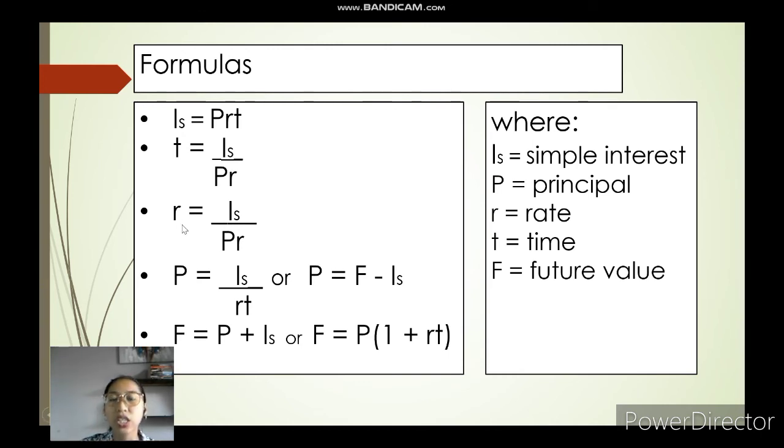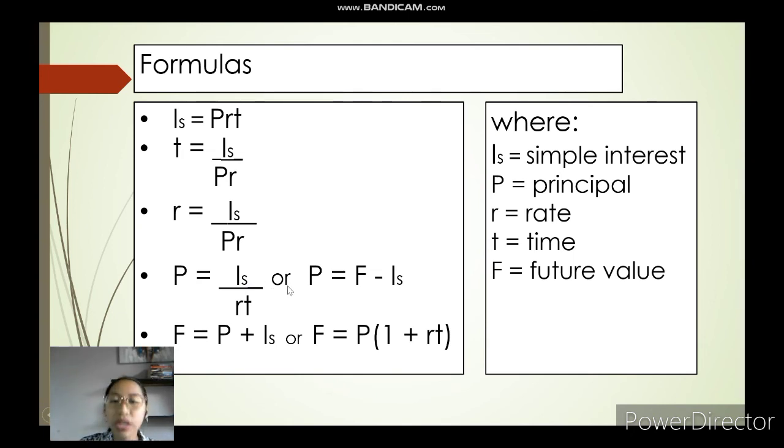Next formula is for R. Kung pangitaon nato ang imuhang rate, you are going to use this third formula. So, R is equal to IS over PR. Okay? I-multiply nato si principal ug si rate before nato siya i-divide sa imuhang simple interest. Next, we have formula for finding principal. So, gamiton ni kung pangitaon nato si principal ug given ang imuhang IS, ang imuhang R and T. So, P is equal to IS over RT. I-multiply nato si rate ug si time before nato siya i-divide sa imuhang simple interest.